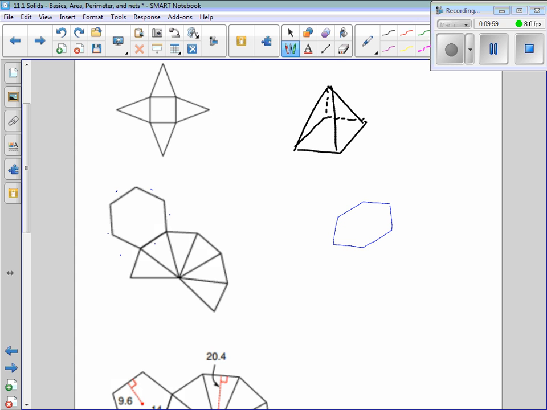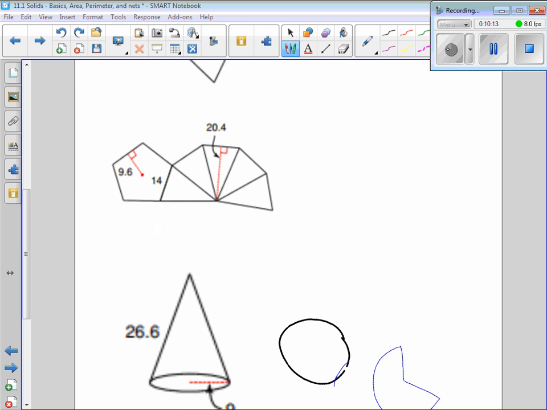So I can tell this thing's going to come to a point because of the history of it, and all the sides are triangles. So I'm just going to connect the points, and that'll create triangles, and that's what that net's going to look like. That's the three-dimensional shape. All right, see if you can do this one.